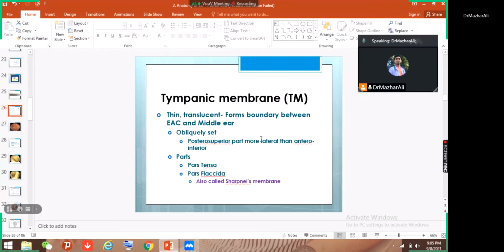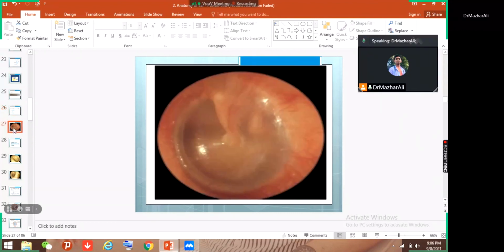Its posterior and superior part is more lateral than the anterior inferior part. So the upper part of the tympanic membrane goes toward lateral, and the inferior part goes toward anterior. The tympanic membrane has two parts, pars tensa and pars flaccida. You can see the picture. This is the tympanic membrane. Pars flaccida, this one, and this is the pars tensa. This we call the umbo, and this is the annulus fibrosus. So this is how the tympanic membrane is located.